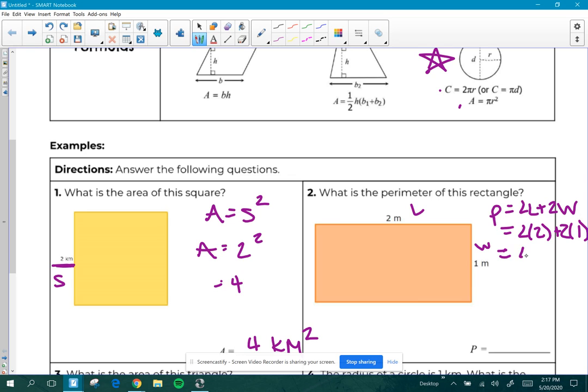Simplifying, 2 times 2 is 4, 2 times 1 is 2, and then 4 plus 2 is 6. So my perimeter is 6 meters.